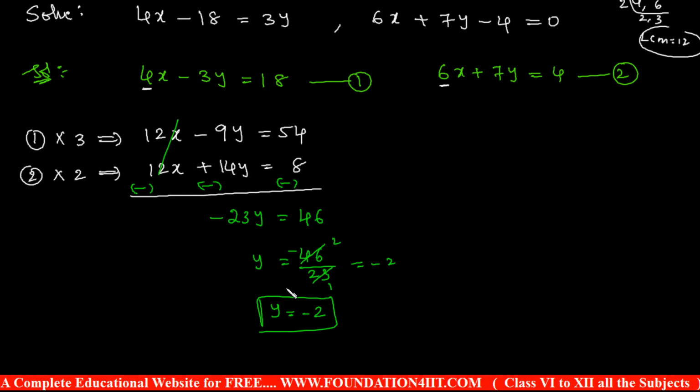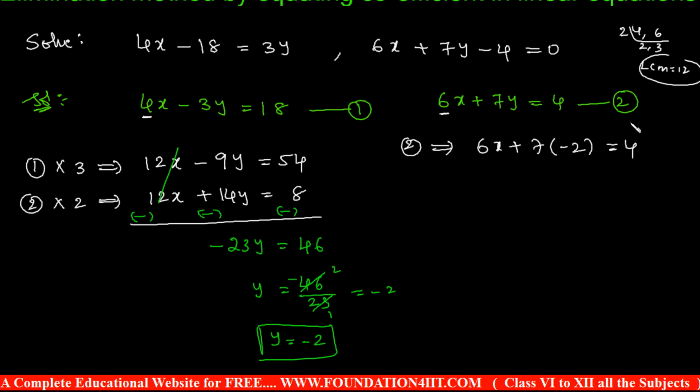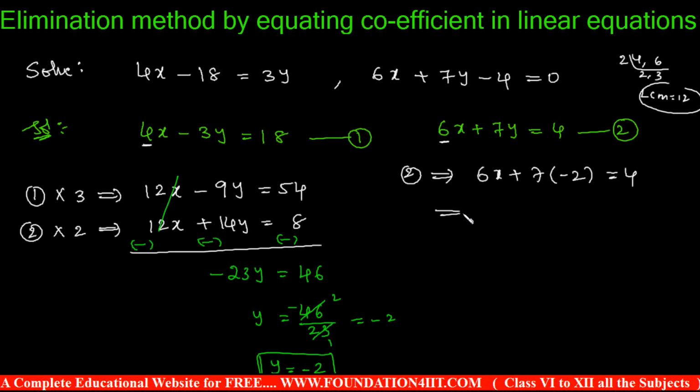Once you know one of the values, then the other value is simple. Just substitute the y value in any equation, 1 or 2, and we'll get the other one. So from the second equation, the y value is minus 2. 6x plus 7y, the y value is minus 2, that is equal to 4. We can simplify this. That is 6x minus 14 is equal to 4, because 7 into 2 is 14, plus into minus is minus. 6x is equal to 4 plus 14, so 6x is equal to 18.